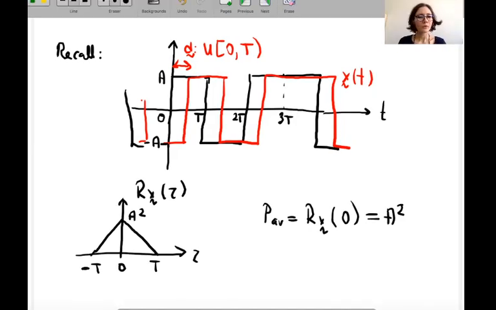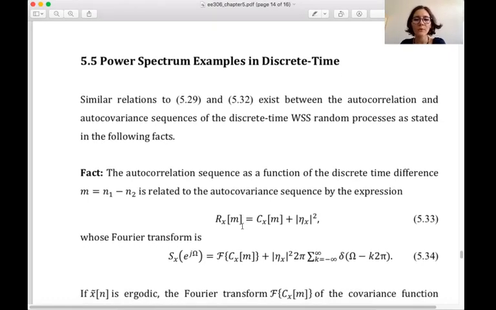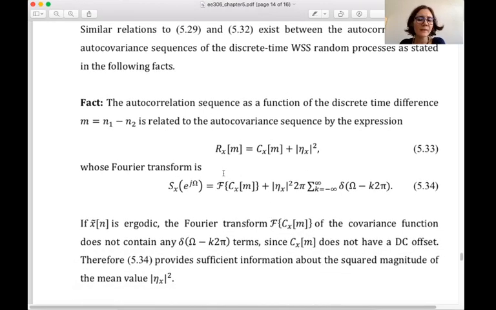Okay, so we now continue with some examples in discrete time. So let's first look at the equivalent equation relating the autocorrelation function and the autocovariance function in discrete time. Very similar to the continuous time case, you can find the following relation between Rx of m and Cx of m. Again, this simply comes from the definition of the autocovariance function for discrete time processes.